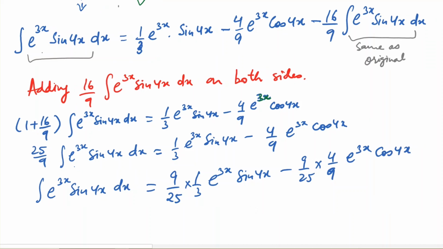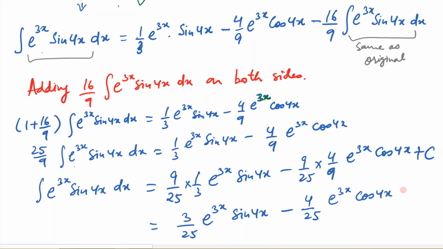And of course, it is an indefinite integral. We need to add a c. So in the last step, after a bit of simplification, we get 3 over 25 e raised to power 3x sine 4x minus, 9 and 9 cancel, 4 over 25 e raised to power 3x cosine 4x plus c. So that is our required solution.